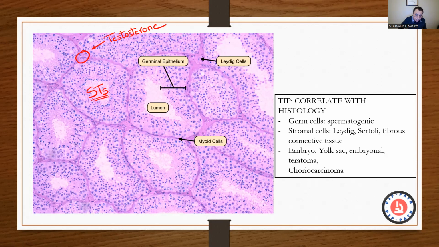And then inside the seminiferous tubules, we have two flavors of cells. We have the spermatogenic cells, which are responsible for the production of the sperms or the spermatogonia.